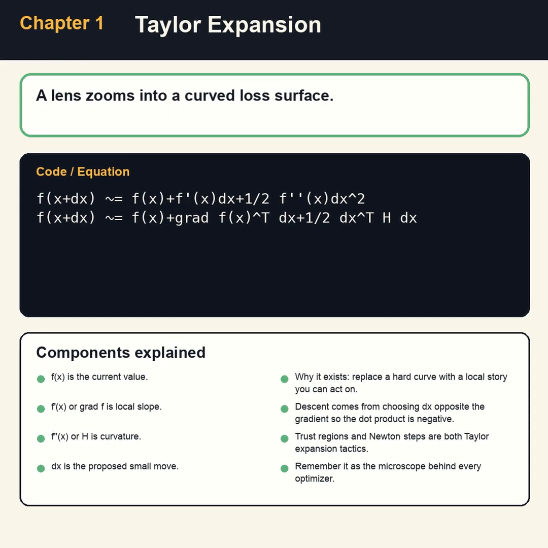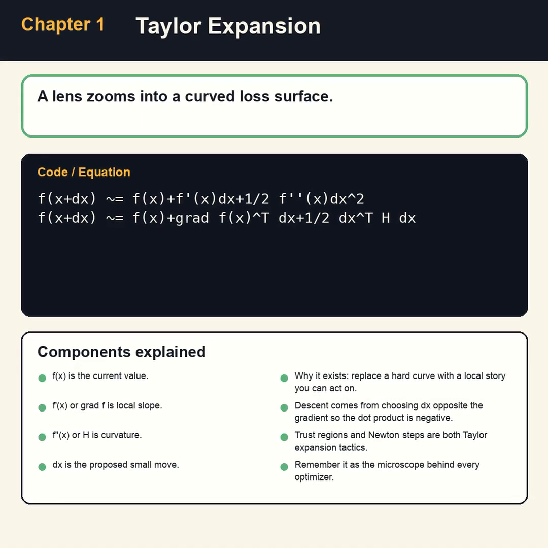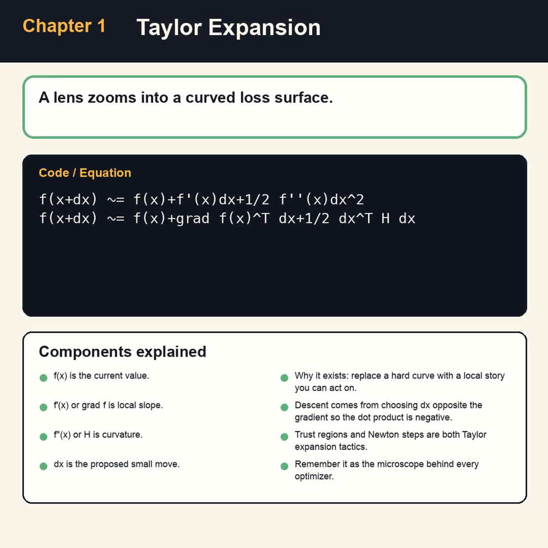The gradient term tells which tiny move changes the loss fastest. The Hessian term warns whether that advice will remain true a moment later. In the story, Taylor expansion is the scout who reads the terrain before the hero takes a step.